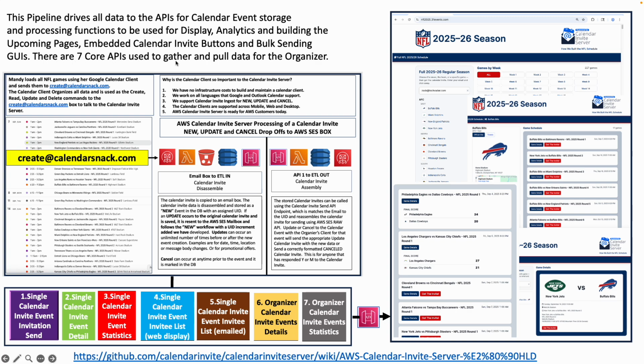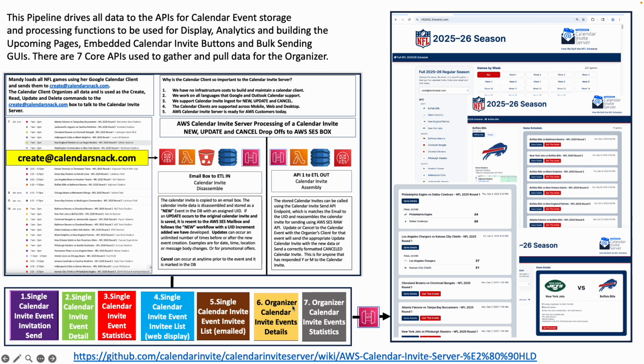There are 7 core APIs used to gather and pull data for the organizer. In the previous series, you can go back in time and take a peek at how we load data. We do it by a simple command, and then we build out this processing pipeline using AWS technology. Essentially, at the bottom, we're using 7 core APIs to drive this data out of the serverless tech stack for AWS, and take this particular mini site for the NFL and drive data to it as a data pump, using a stock off-the-shelf calendar client like Google or Outlook. So that's a quick setup.